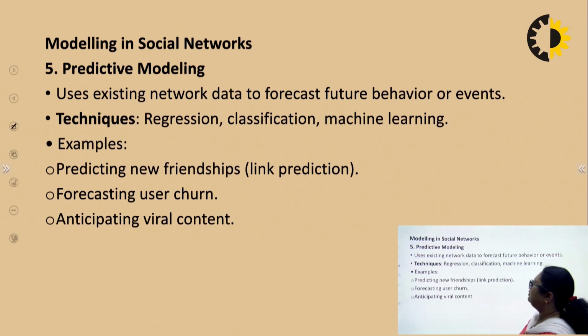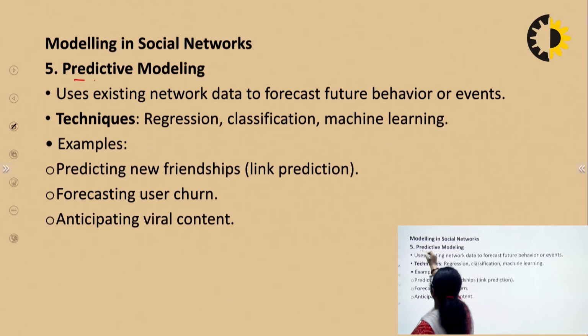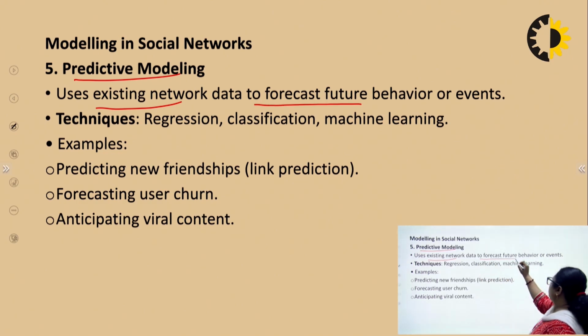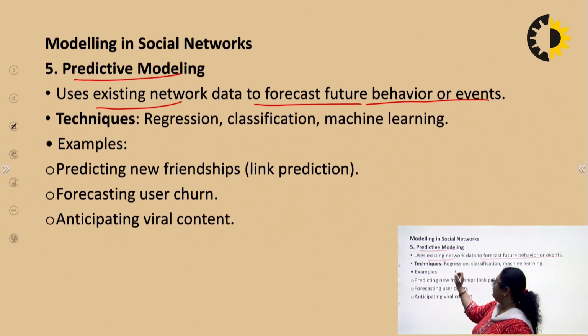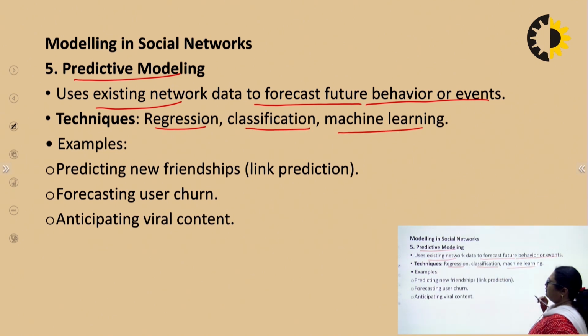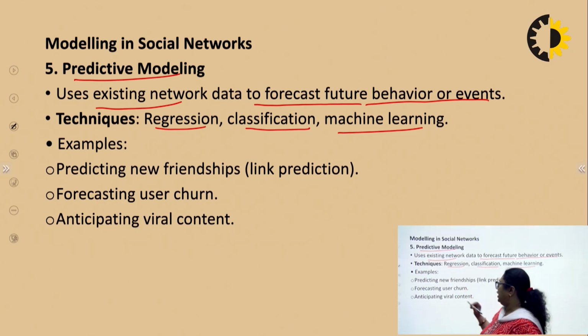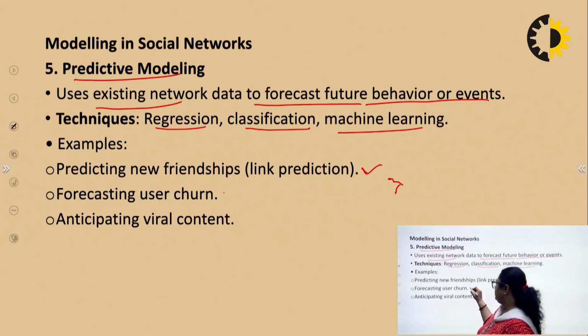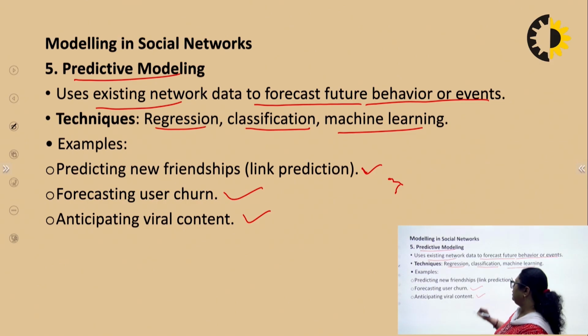So, modeling in social networks. First we have predictive modeling. It uses existing network data to forecast future behavior or events. So in predictive modeling, we forecast future behavior. What are the techniques we look for in predictive modeling? We have regression, classification, and machine learning techniques. Here are a few examples of predictive modeling: predicting friendship, forecasting user churn, and anticipating viral content.